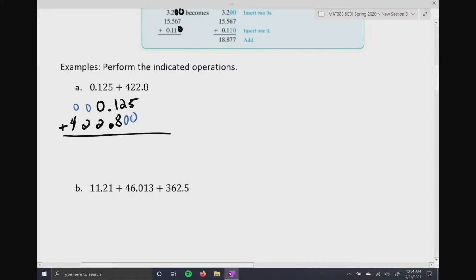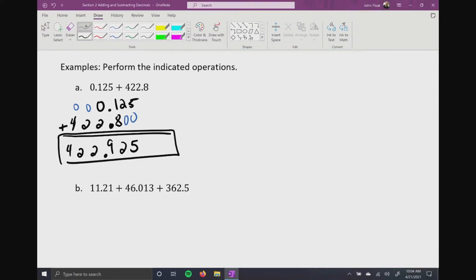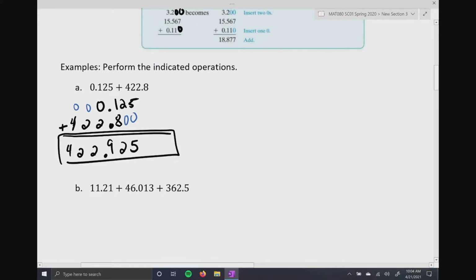And now it's just a matter of adding straight down. So 5 plus 0 is 5. 2 plus 0 is 2. 1 plus 8 is 9. Put a decimal. 0 plus 2 is 2. 0 plus 2 is 2. And 0 plus 4 is 4. And there's your end result. It's as hard as it gets. Right there. All right? So like I said, it's all about aligning the decimal places properly.